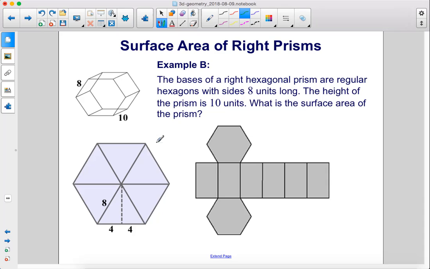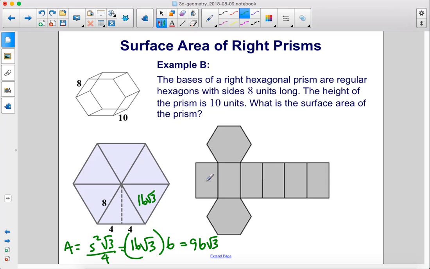So if we take that hexagon, divide it up into equilateral triangles, we know the area of one equilateral triangle is s squared times the square root of 3 over 4. S in this case is 8, so 64 times the square root of 3 over 4, that is 16 times the square root of 3. So each of these triangles has an area of 16 times the square root of 3. If we multiply that by 6 to figure out the area of the full hexagon, that is 96 times the square root of 3. So this has an area of 96 times the square root of 3.